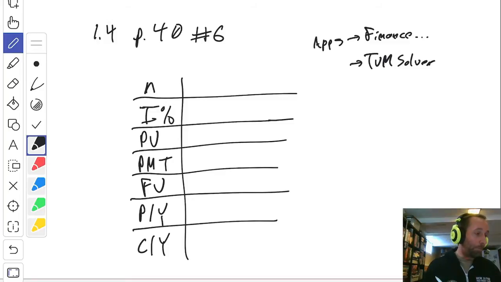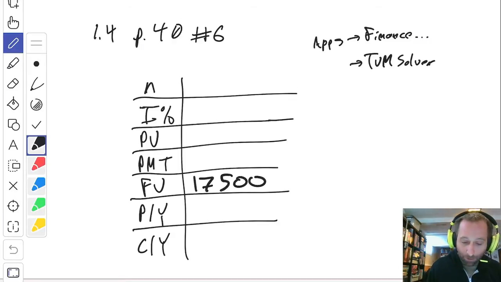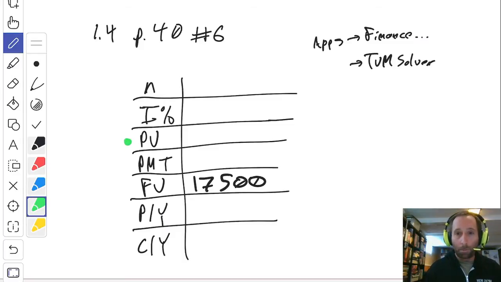Okay, from here, question number 6. So Claire wants a down payment of $17,500 to buy a house in 10 years. So the amount of money that Claire will need in 10 years is $17,500. So that is the future value. What we're looking for is the present value that needs to be invested right now. Now there's no repeated payments, so PMT is going to be 0.